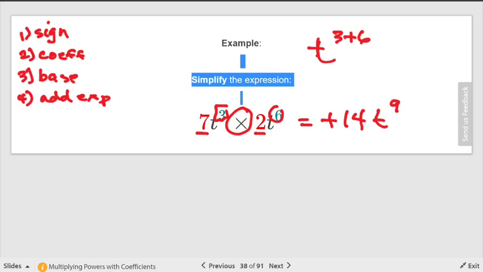All good? How easy is algebra? Really? Now, do I have to have the plus in front? Guys, do I have to have the plus in front? No, but it's not wrong if you leave it.